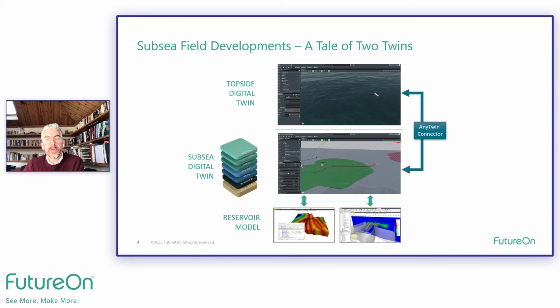So this is where FutureOn can provide a key role, with the AnyTwin connector providing a bridge between the subsea digital twin and the topside digital twin platform, extending the topside twin into the subsea space. Sharing the data between the two digital twins is critical for building a complete network model for the project. This can now be done instantly by connecting the two models, the two twins.